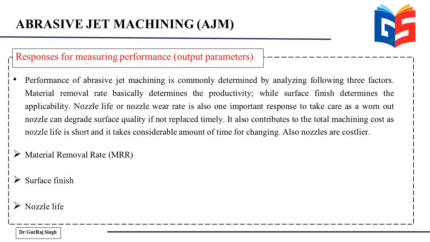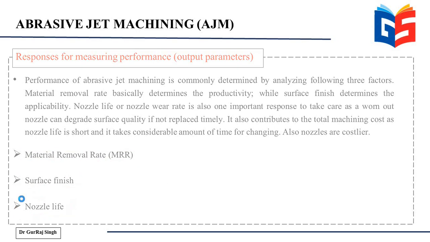Then you have responses for measuring performance. The basic responses that we have are material removal rate, which is the most calculated response parameter here. Then you have the surface finish, and finally the nozzle life. So these are the three responses that are talked about in abrasive jet machining.